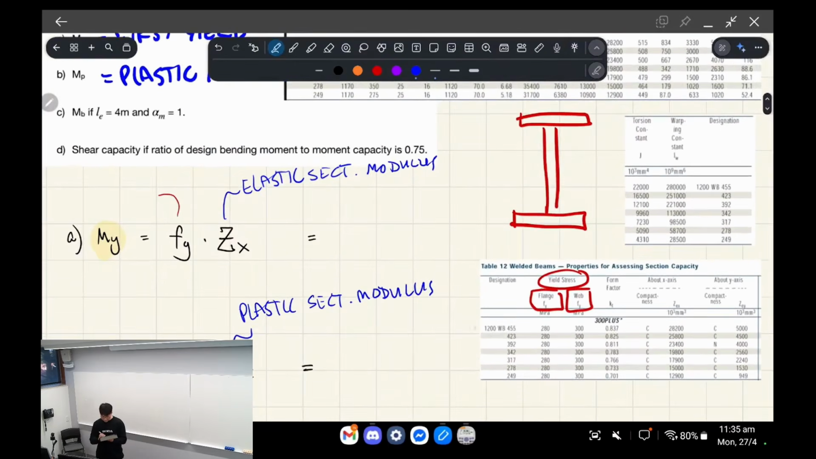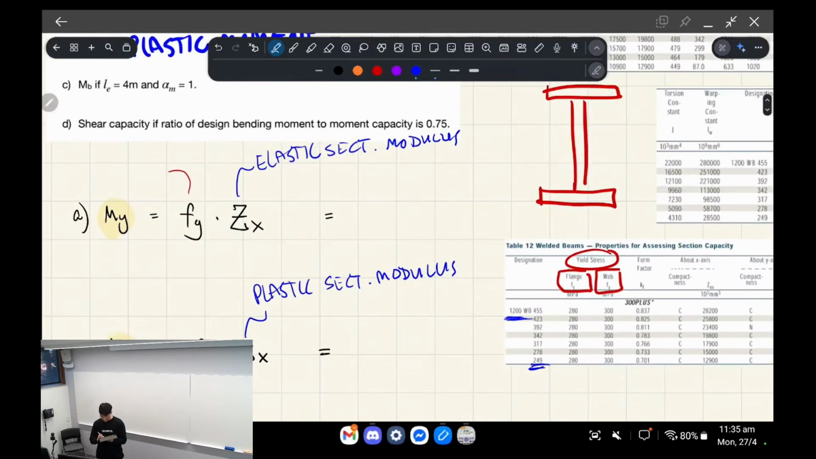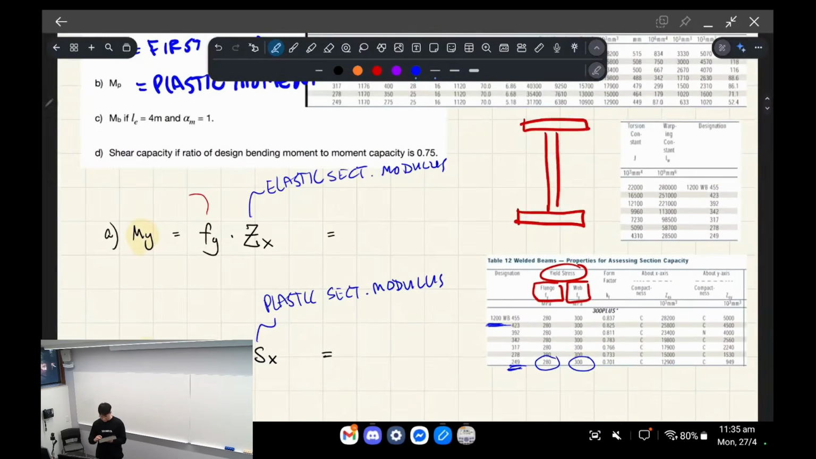So in the case of a 1200 WB, I think it was the smallest one, for the flange and the web, we have a different yield number. The web is saying that at a yield stress of 300 MPa, that's going to yield, and the flange is at 280 MPa, that's going to yield. So what we actually do is we take the minimum. You saw this bit earlier in Damir's part as well.